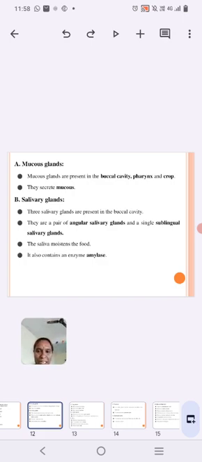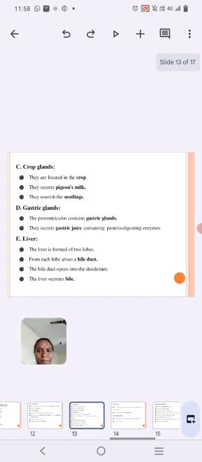The second one is the salivary gland. Three salivary glands are present in the buccal cavity: a pair of angular salivary glands and a single sublingual salivary gland. They contain enzymes like amylase. The saliva moistens the food material. It also helps in further digestion of food material. The next is the crop gland. They are located in the crop region. They secrete pigeon milk, which is highly nutritious and nourishes the nestlings.